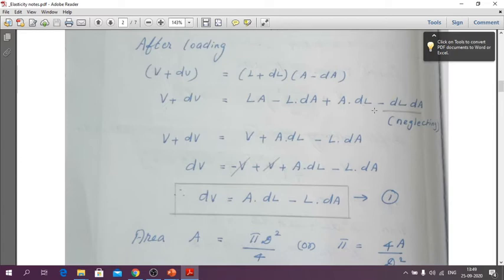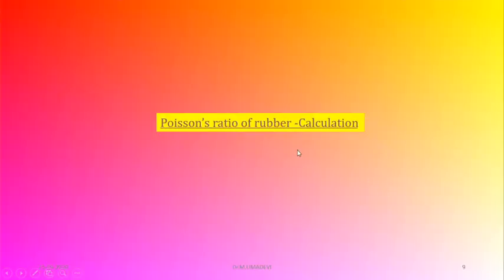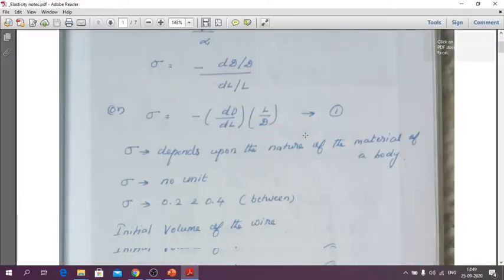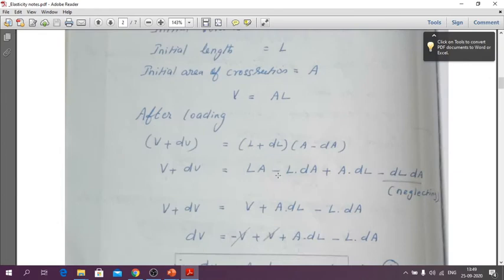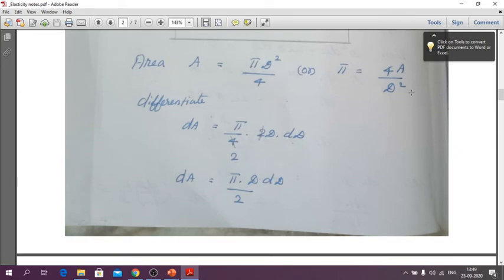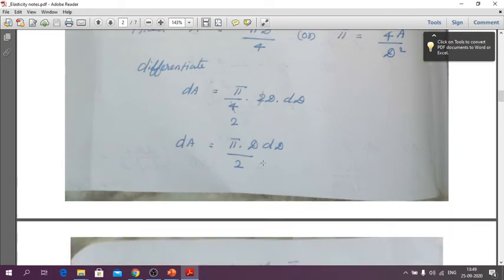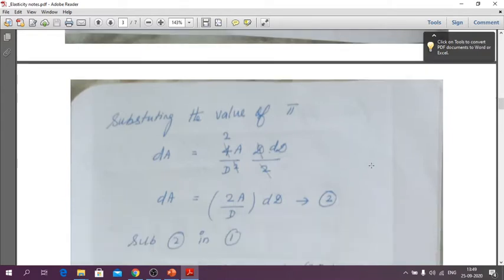We have to simplify it and neglect this term, and I have written the remaining terms. So I got equation 1. Next, we will see one by one. We know that the area A is equal to pi d squared divided by 4, or pi is equal to 4A divided by d squared. Differentiate this equation, we will get this. Then substitute the value of pi in the previous equations and you will get the value of dA.